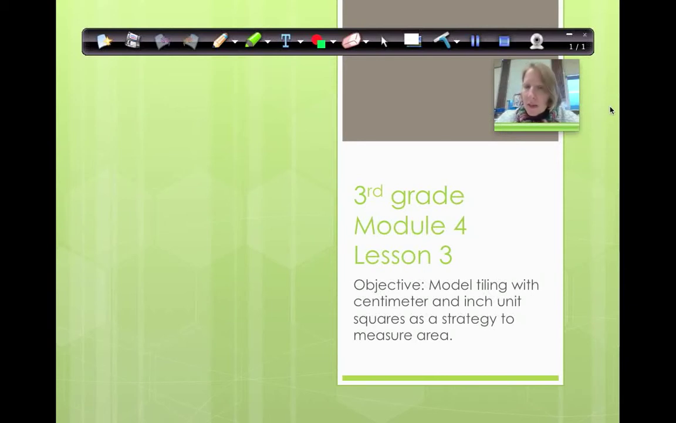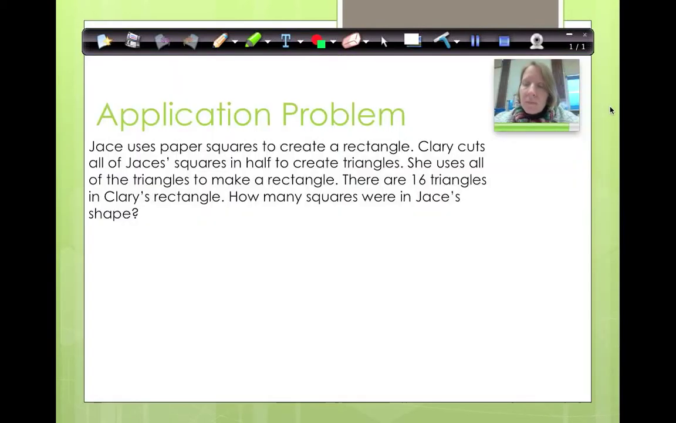Hello, today we're going to be doing Module 3, Lesson 4. Our objective is that we're going to model tiling with centimeter and inch unit squares as a strategy to measure area. This is something that you're going to be doing in class for your lesson. You're going to be given a centimeter grid paper and an inch grid paper, and we're going to be using that to measure our shapes. But for the homework, you don't need the paper. It's already provided on your homework sheet, so we're going to cover it this way.